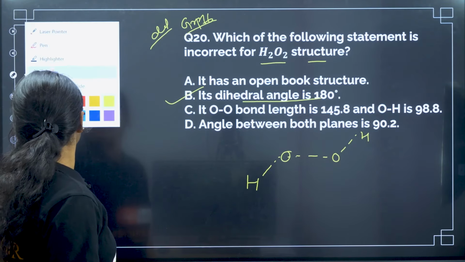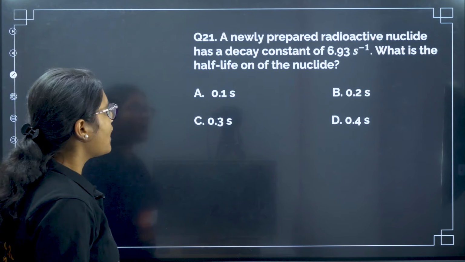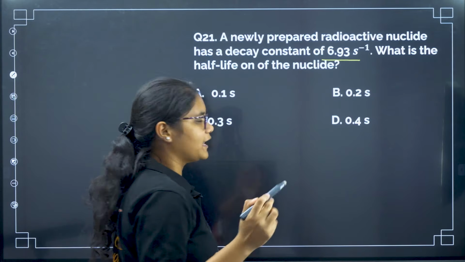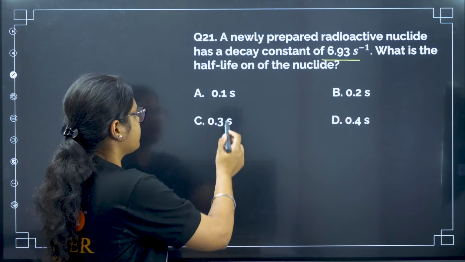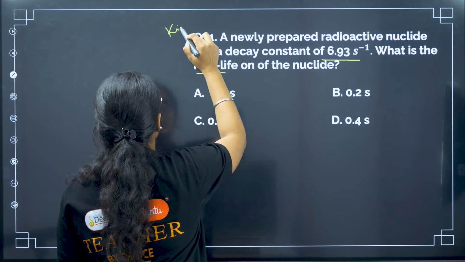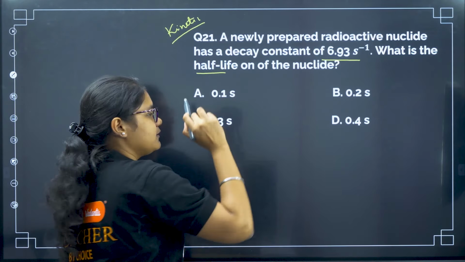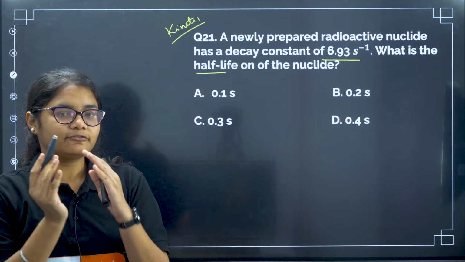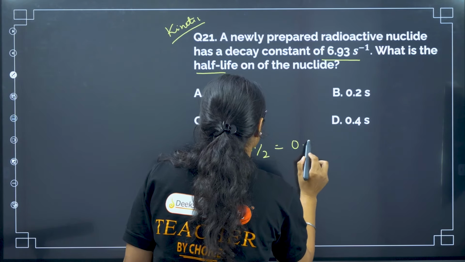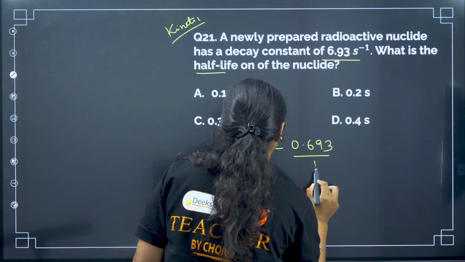Now let us see the next question. A newly prepared radioactive nuclide has a decay constant of 6.93 second inverse. What is the half-life of the nuclide? This is a very easy question from your kinetics chapter. We know all radioactive decays are first order reactions, and for first order reaction the half-life formula is t half is equal to 0.693 by k, right?